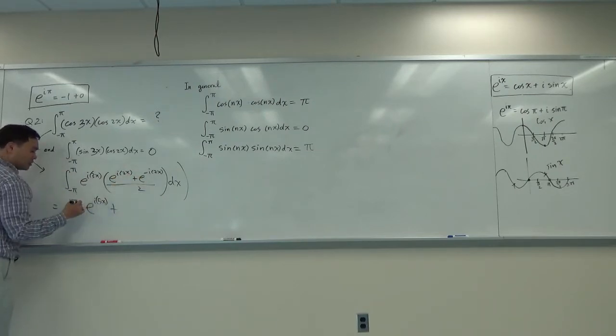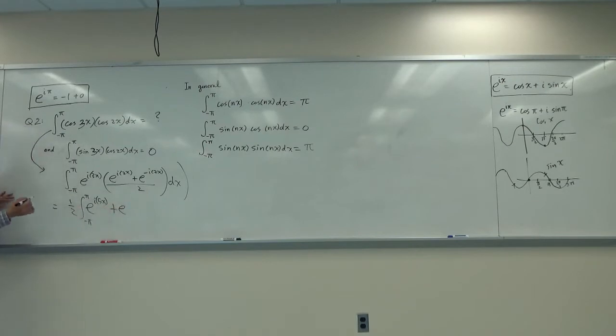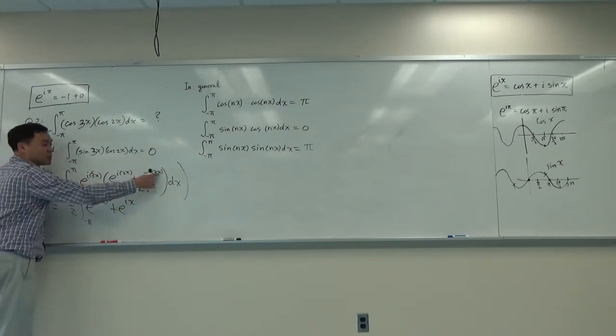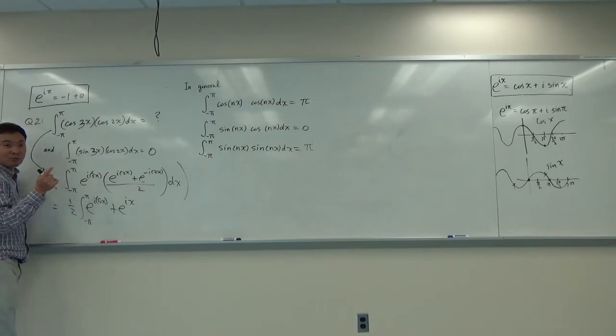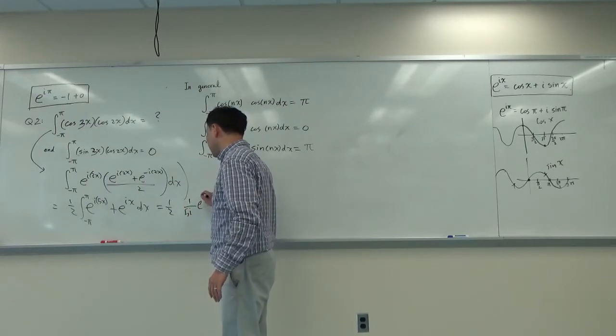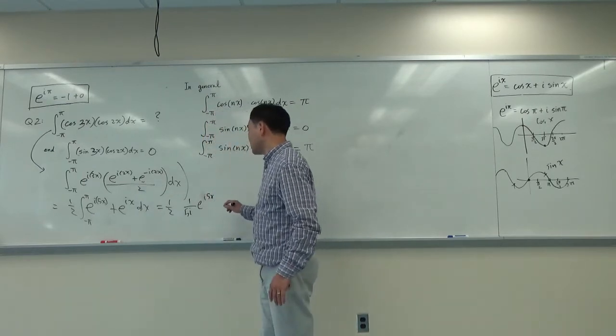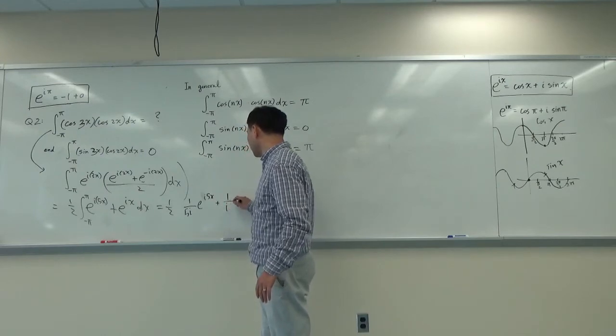What if we do these? This times this, what do you get? Come on, I'm asking you a simple question. This times this, what do you get? Yeah, say it. e to the ix, right? Because 3x plus negative 2x should be just x. 3x minus 2x is x. Okay, so you have that. And then that gives you 1/2 of 1 over 5i e to the 5ix, plus 1 over i e to the ix.